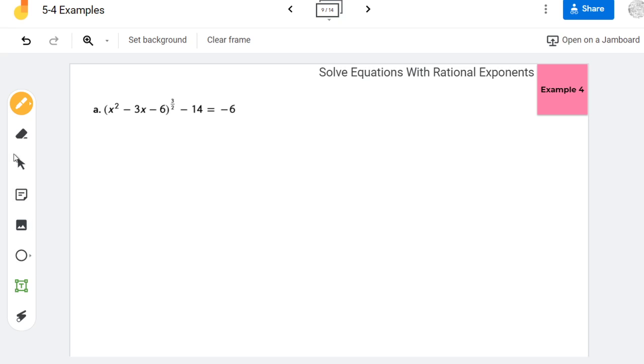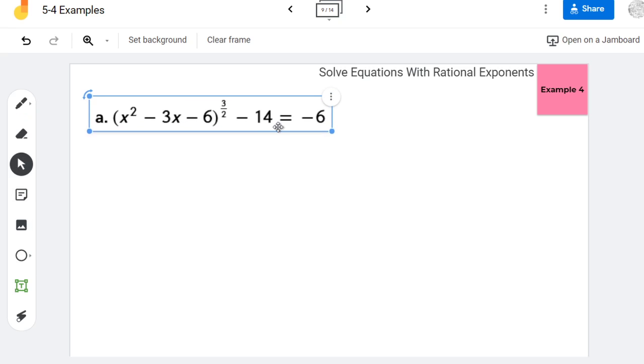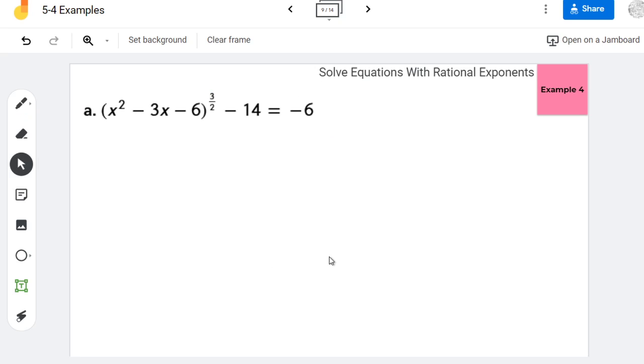Let's go ahead and try another one. So these ones get a little bit longer, right? If you notice, I had to use a whole slide instead of a half. So again, we want to get this ugly grouping symbol of stuff by itself. So first I need to get rid of the 14, which I'm doing by just, oops, I don't even know where 18 came from, but I'm going to add 14 to each side. So my left-hand side, I get x squared minus 3x minus 6 to the 3 halves. And on the right-hand side, negative 6 and 14 makes 8.